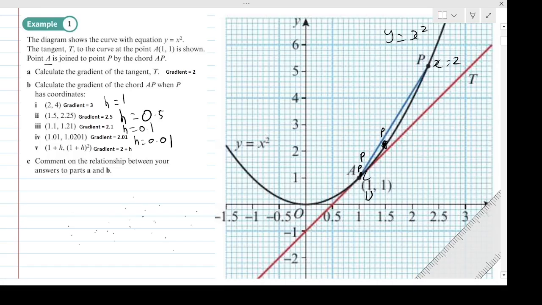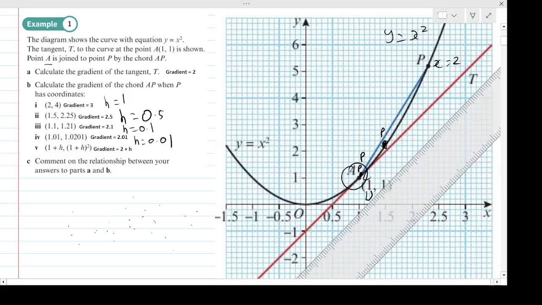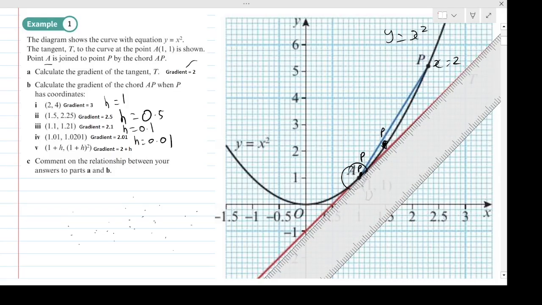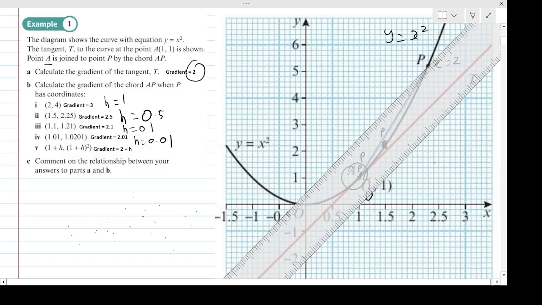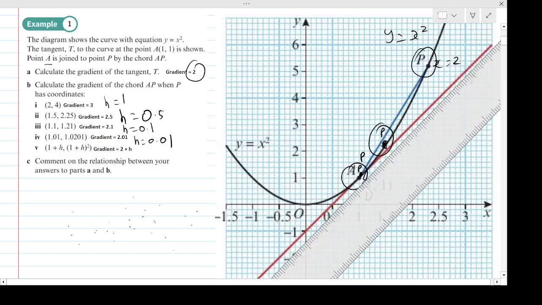The idea is that if we have a point A, which we want to find the gradient of, so if we draw the tangent at A, we get a gradient of 2. Then we make points P also on the curve. Then if we move the point P closer and closer to A, we get a better approximation for the gradient, right? And so there we are.